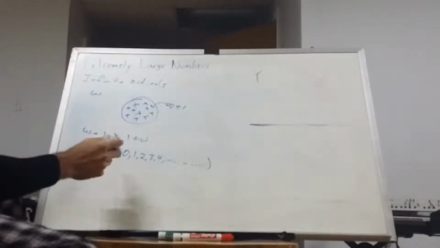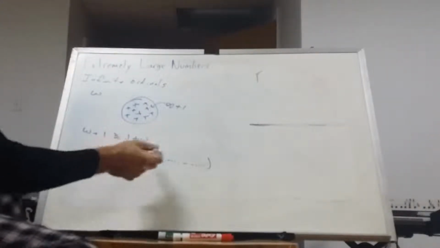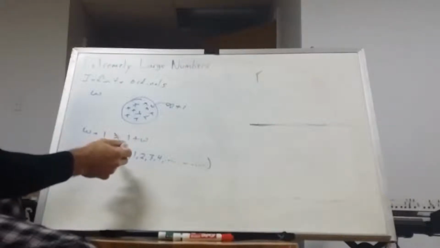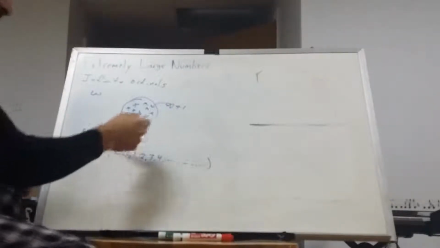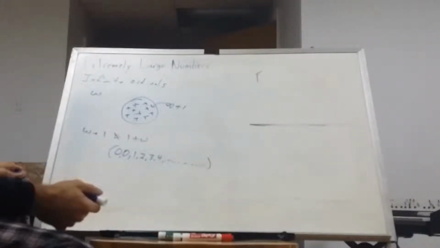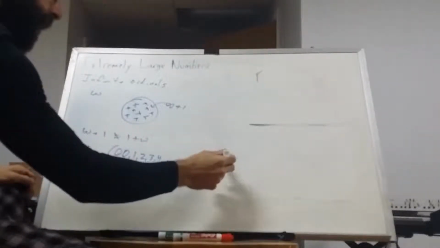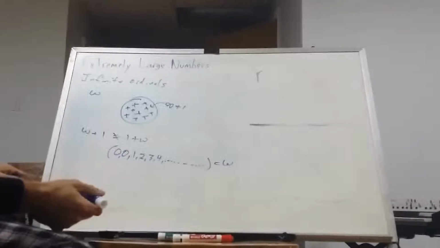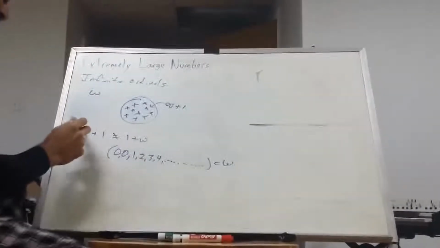What really matters is that I'm putting an object into the set. It doesn't matter what the number is. So I put an extra object into the beginning of the set. Well, this is still just an infinite set. Nothing has changed. So this is still omega. But what if I do omega plus 1?